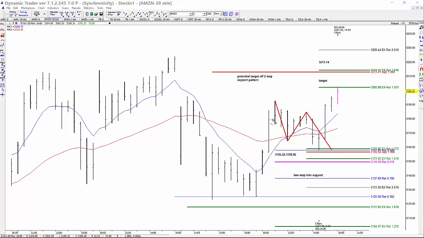And this is basically textbook. You had the zigzag, you had all the price relationships hold, and then you met minimum target number one. It's not always going to happen this way. Not all of my trades are going to be winning trades, okay? But at least this one was a nice one today.